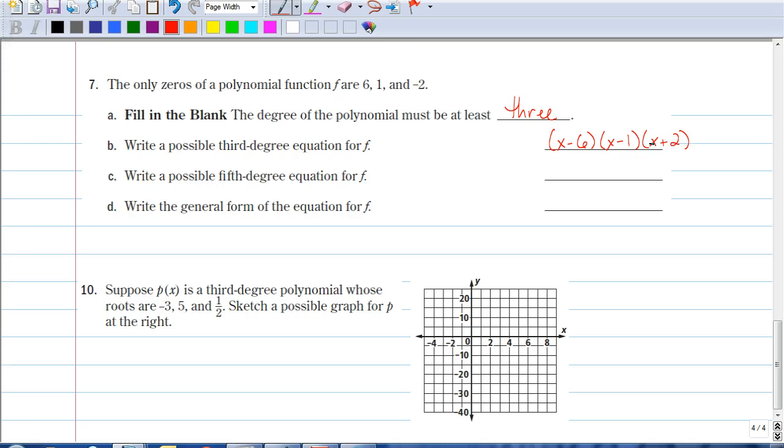Now it says write a possible fifth degree equation for the same function. So we're not going to have any extra added parts here. We're going to keep these same zeros. We only want to have these 3 zeros, but we want it now to be a fifth degree polynomial. Here's how I do that. I'm going to put some exponents where a, b, and c would be if we had this in the general form, which we'll look at next. So I could put 2 here and 2 here and just leave that one. Because now if I were to look at this, x squared times x to the first would be x to the fifth, which would make that a fifth degree polynomial.